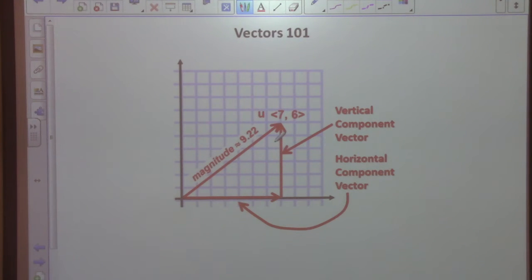Does that look familiar to what you're doing in physics, right? I hope. We were talking about it. Kaylee asked me a question related to that.